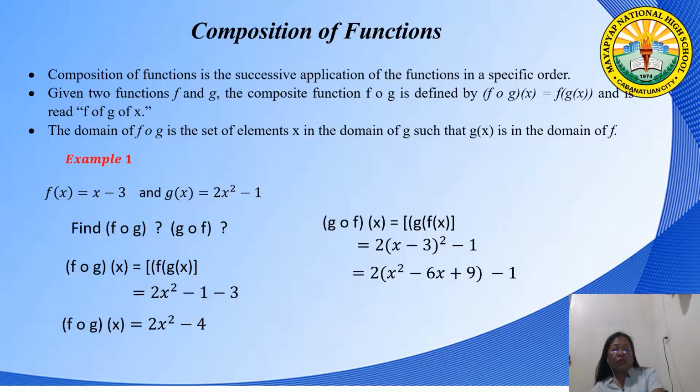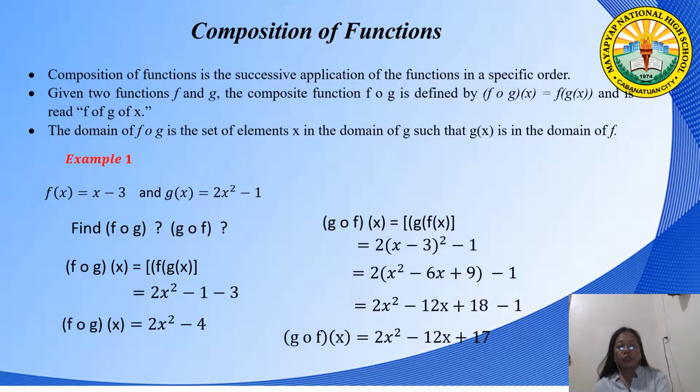times 2 minus 1. And then by distributive property, you distribute 2 in the whole quantity inside the parenthesis. So we have 2x squared minus 12x plus 18 minus 1. Then continue simplifying. We have 2x squared minus 12x plus 17. So finally, g composed of f of x equals 2x squared minus 12x plus 17.